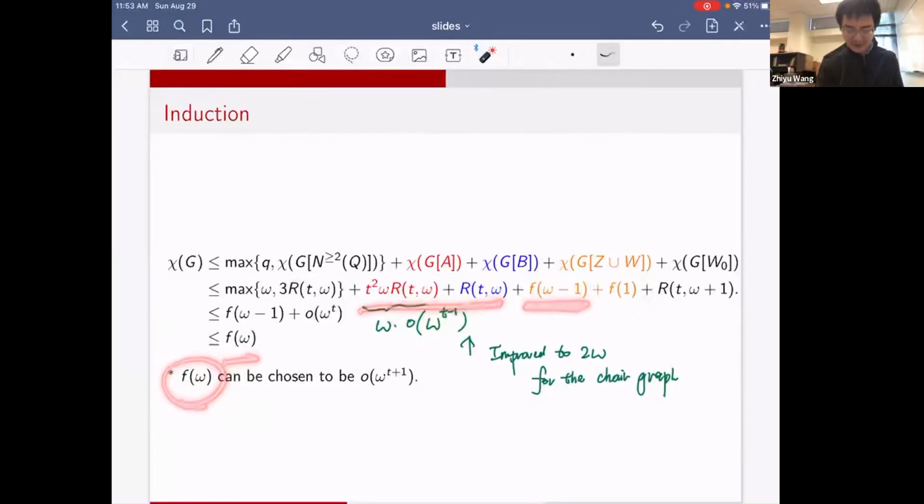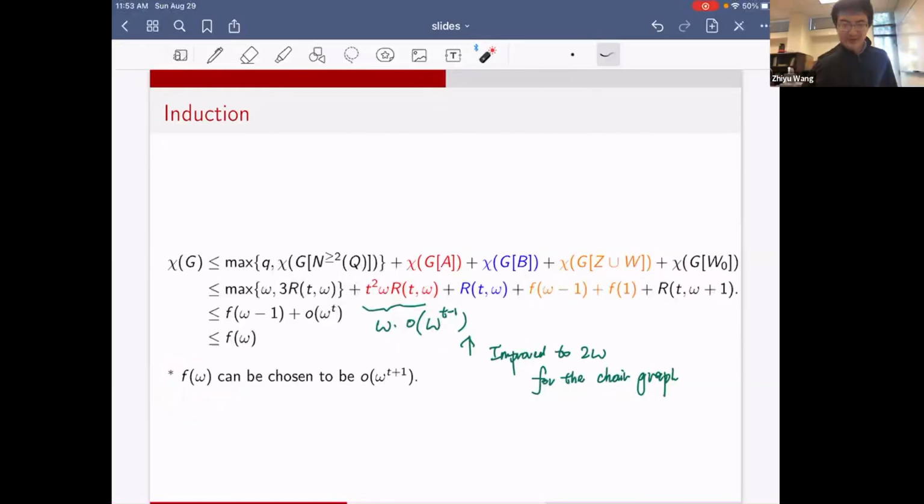So the function will be some induction part plus a polynomial, and we can pick f of omega to be one degree higher than the largest polynomial here. If we look at the degree here, this is the Ramsey number of t and omega, which is little o of omega to the t minus 1, times omega, which is omega to the t. So we can pick f of omega to be omega to the t plus 1. So that finishes the proof.